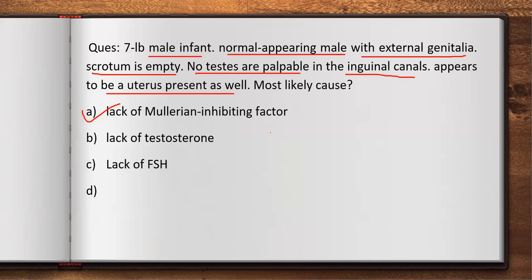So as this child has both external genitalia of male and also has uterus, most likely there is lack of Mullerian inhibiting factor that's causing the uterus. And if there is Mullerian inhibiting factor positive, then there will be no testis.